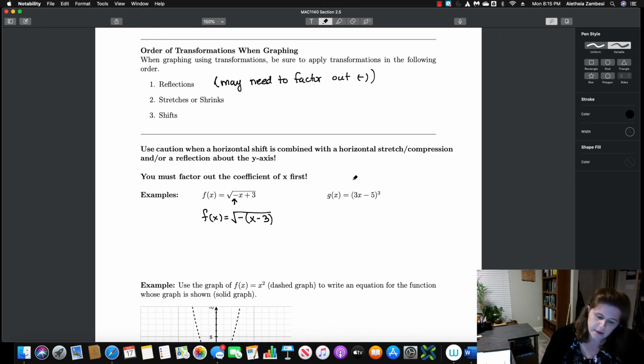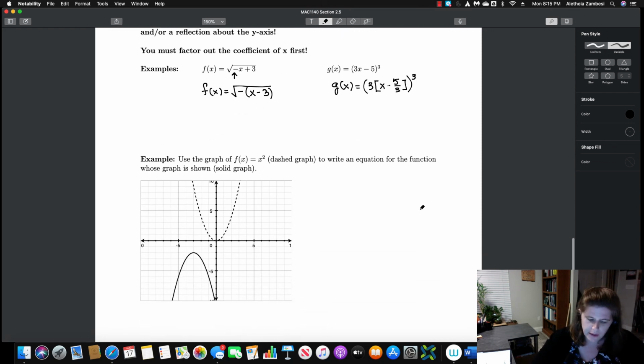G of x here, also you have to factor any coefficients to the front. So if I'm factoring that to the front, I have a 3 and it's really x minus 5/3. So my horizontal shift is not 5. My horizontal shift is really 5/3. And then I have a horizontal stretching piece of 3 in there.